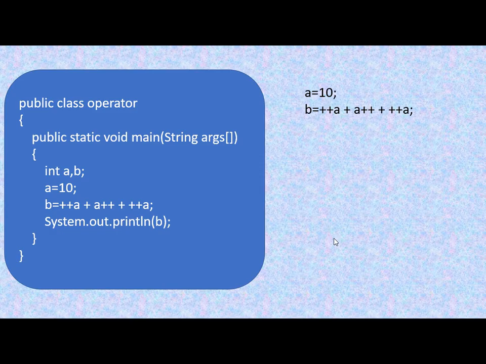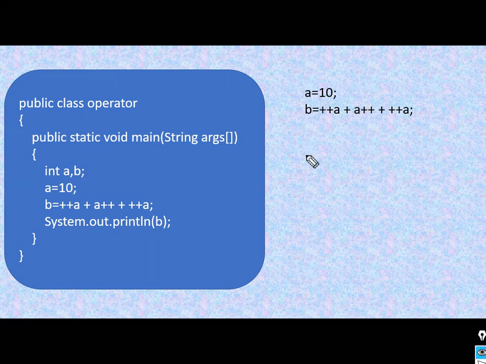So just now we did a slight change in the program. Here we have used a postfix operator as well, like here plus plus a and plus a plus plus. So what will be the output? Just now we saw that the output has been decreased by 1. Now how is this happening? Let's try to find out the value of b. So here the initial value of a is 10.